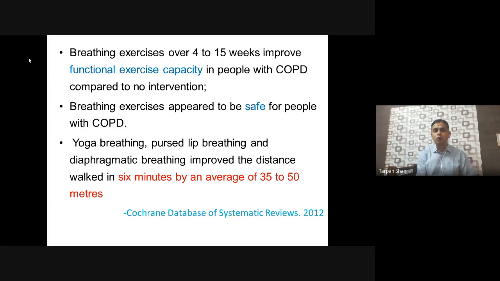Now, yoga breathing, that means pranayama, pursed lip breathing, and diaphragmatic breathing. These three are proven to improve the 6-minute walk distance by an average of 35 to 50 meters in COPD patients. So you can go to all the databases which I have told you and search for studies related to this. You will find that the 6-minute walk distance will also improve if the patient is performing the breathing exercise continuously for a longer period of time.